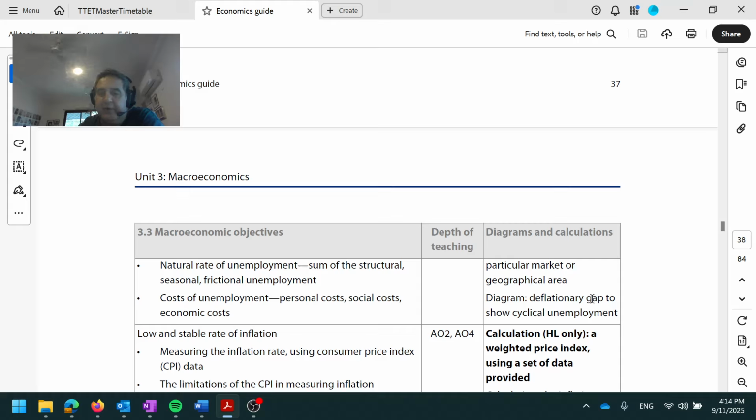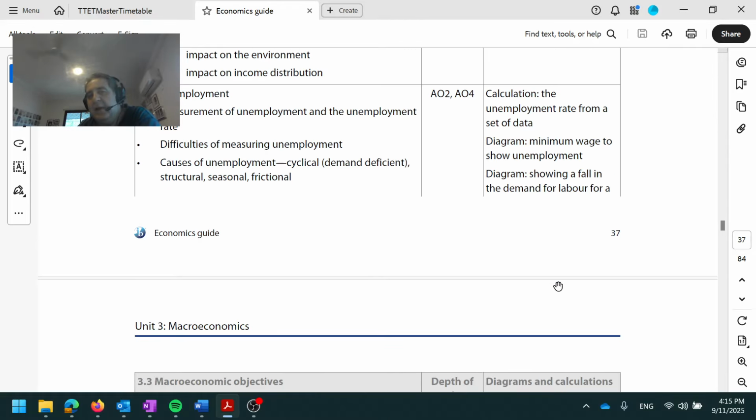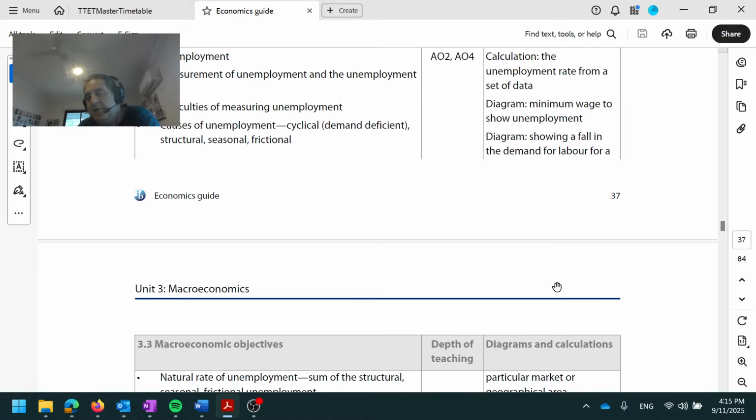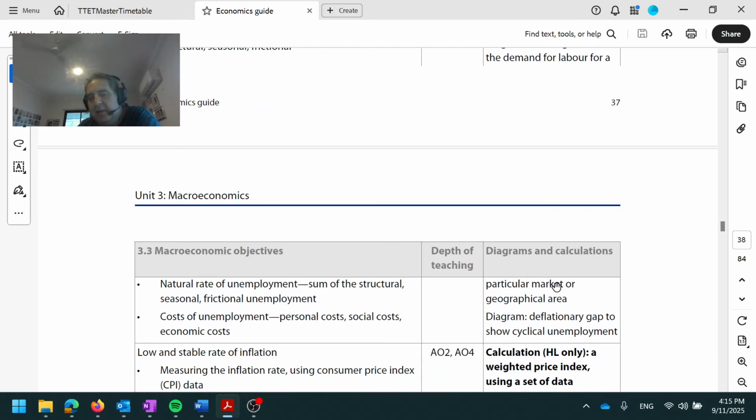So if you want to show cyclical unemployment, just your standard ADAS with the temporary equilibrium or short-run equilibrium below full employment. That gap between actual output and full employment output is indicative of cyclical unemployment. Whereas if you want to show structural, that minimum wage is something that, as I said earlier, the IB says it causes structural unemployment.